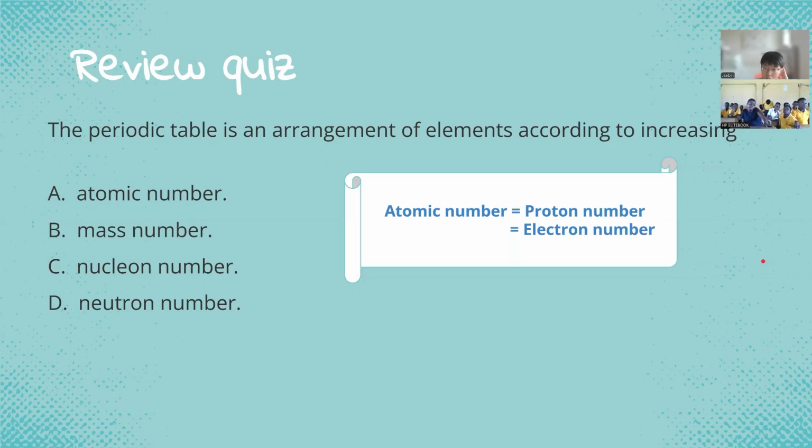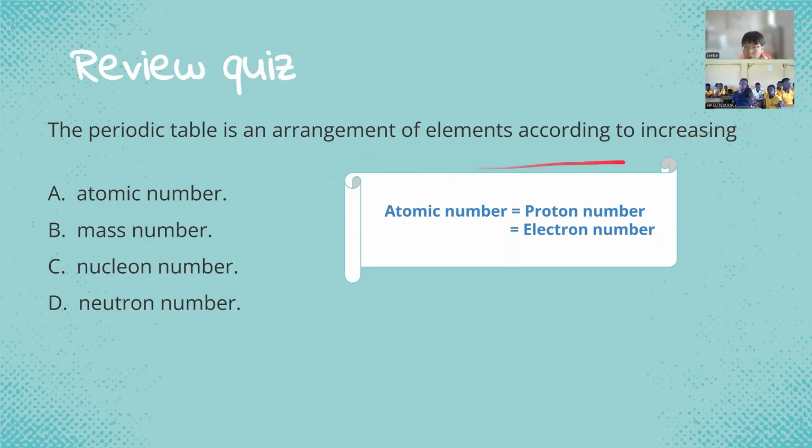Let's look at this question. The periodic table is an arrangement of elements according to increasing what? We've already talked about this. Is it increasing atomic number? Is it increasing mass number? Is it increasing nucleon number? Or is it increasing neutron number?